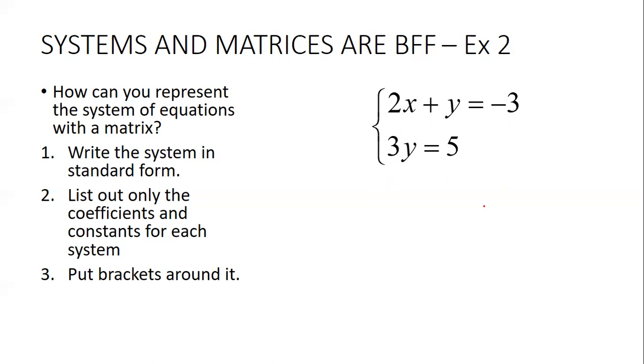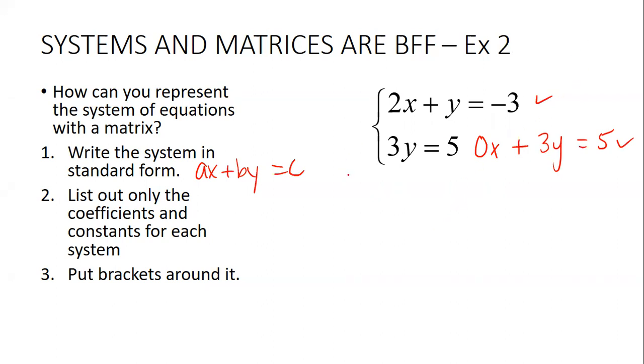So this one, we have 2x plus y equals negative 3 and 3y equals 5. You want to make sure your system is written in standard form, so ax plus by equals c. Well, this equation is, but is this one written in standard form? No. We talked about a couple of days ago that if you're missing a variable, you can put a zero in its place, right? So we're going to rewrite this in standard form: 0x plus 3y equals 5. And now it's in standard form.